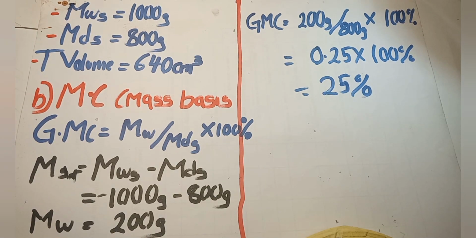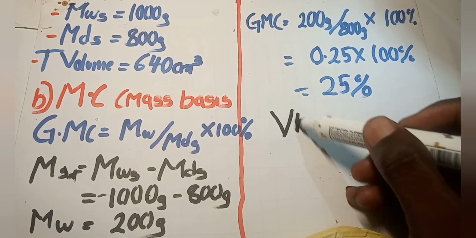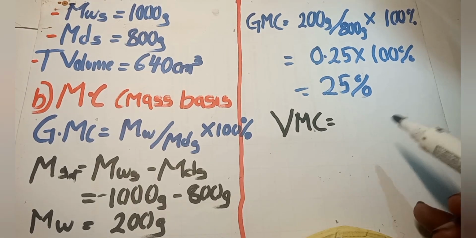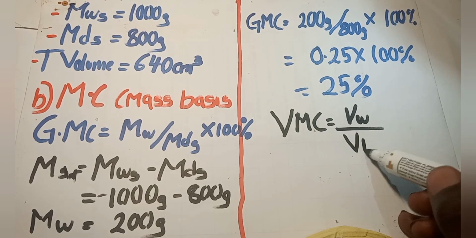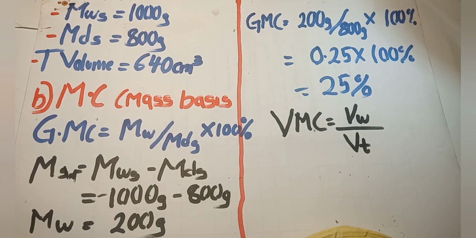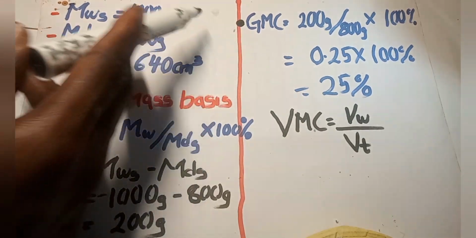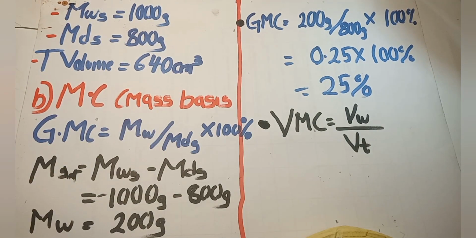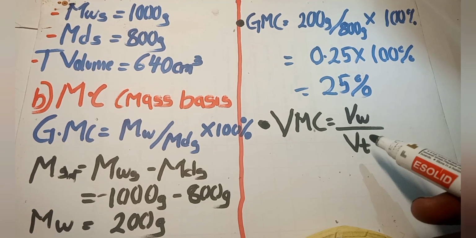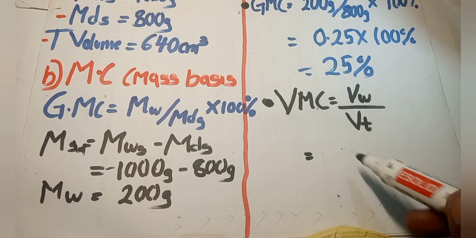So now let's proceed to calculate the moisture content of the soil on volumetric basis. That will give the VMC. The volumetric moisture content is the volume of water over the total volume. This was the moisture content on mass basis. Now what I want to calculate is the moisture content on volume basis, which is the volume of water over the total volume. In this case, the volume of water is also 200 grams.